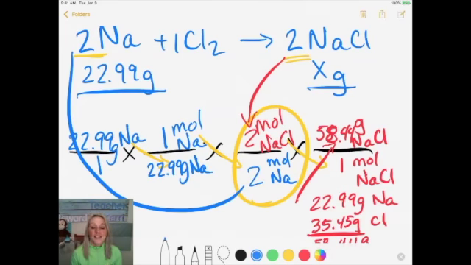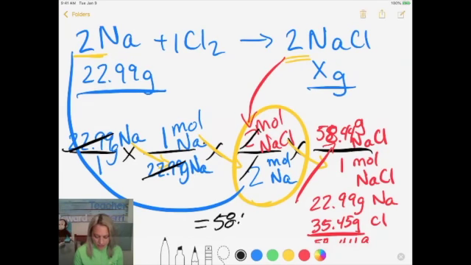In this case, we can multiply all the numerators across, find the product, and then divide by the bottom. Another way to look at this is to see what cancels out. 22.99 cancels out, and our 2's cancel out. So in the end, what we're getting here is 58.44 grams of NaCl. Our final product here is 58.44 grams of NaCl.